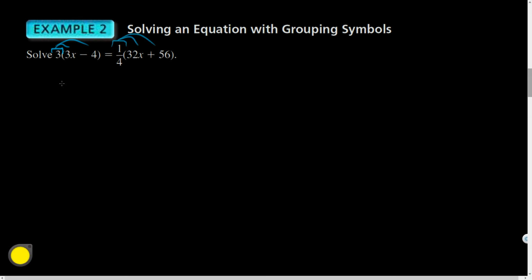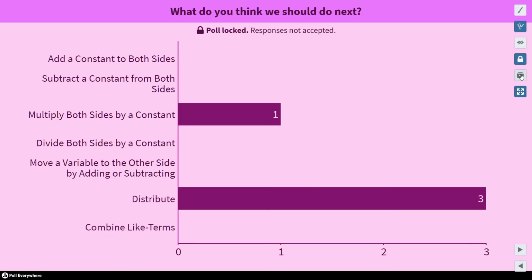fractions. 3 times 3x is 9x. 3 times -4 is -12. What's a quarter of 32? Another way I could phrase that is 32 divided by 4. Yeah, so a quarter of 32x is 8x, and a quarter of 56 is 14. All right, there we go. I've distributed. Let's go back to the polls. Let's clear them.